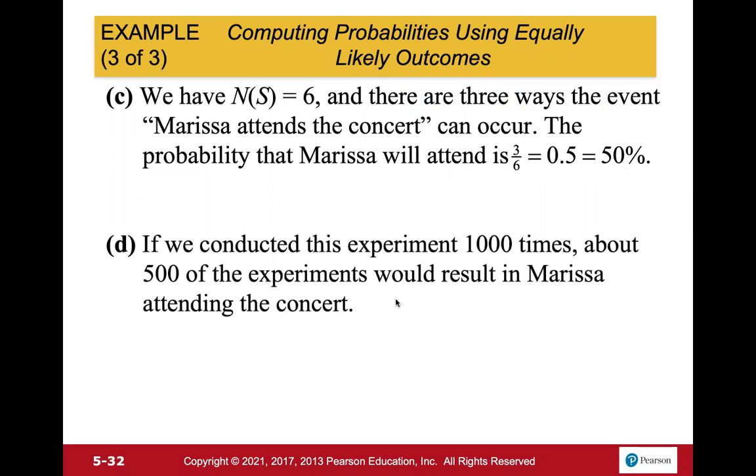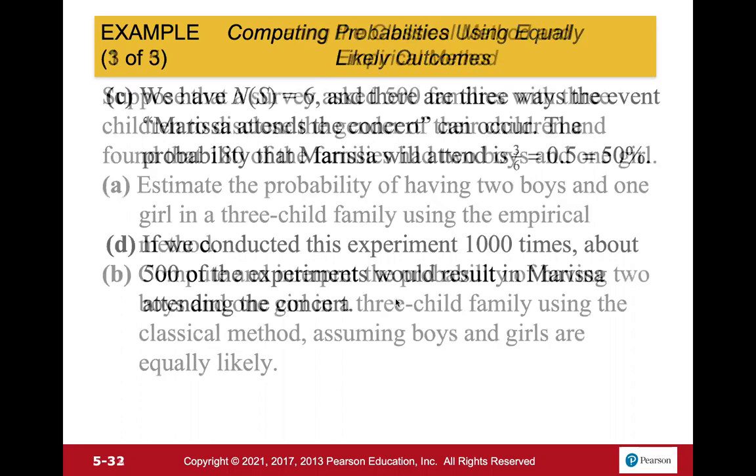Lastly, if we conduct this experiment 1,000 times, so they keep using 1,000, we could even just use 100 or 10 in this case. So if we conduct this experiment 1,000 times, about 500 of the experiments will result in Marissa attending the concert. Or if we conduct it 100 times, about 50 of the experiments will result in Marissa attending the concert.